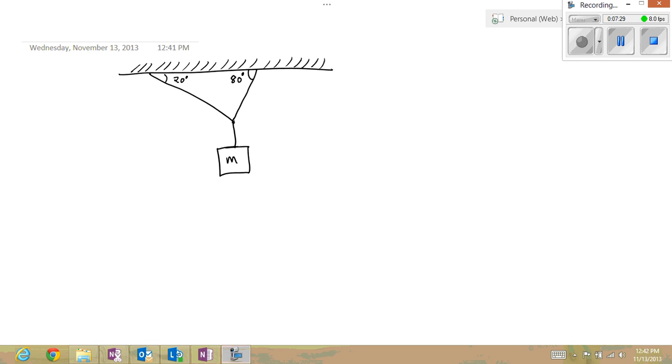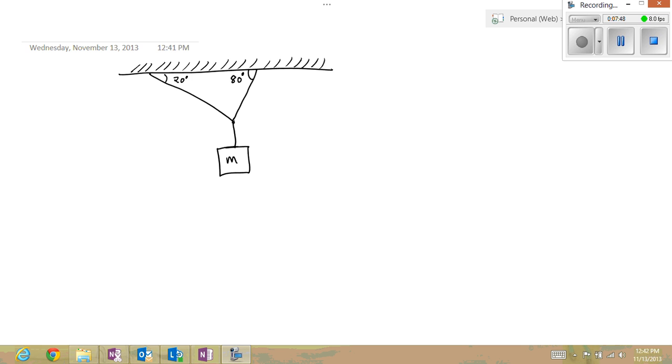Here we will deal with an object that is not restricted to only vertical components. In this case, we have two wires hanging from the ceiling that come together in a knot, and from that location is a suspended mass. We'll do the same thing. We'll try to find the tensions in the string.